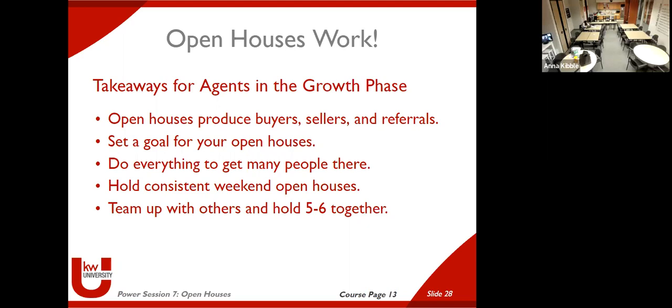So for agents in the growth phase, open houses produce buyers, sellers, and referrals. Set a goal for your open house. Do everything to get as many people in there as possible. Hold consistent weekend open houses. And this is a cool idea. We haven't talked about it, but you team up with others and you do 5 or 6.